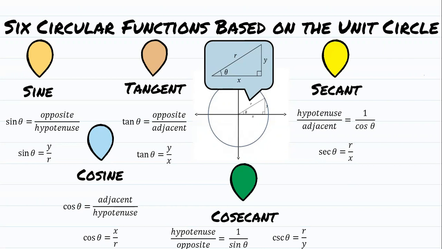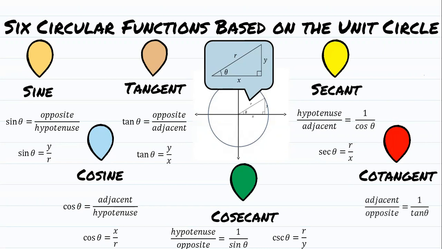And lastly, our sixth circular function is cotangent. Recalling the trigonometric identity, cotangent is equal to adjacent over opposite, or 1 over tangent theta. Our adjacent is x and our opposite is y. Therefore, cotangent is equal to x over y. So these are the six circular functions based on the unit circle.